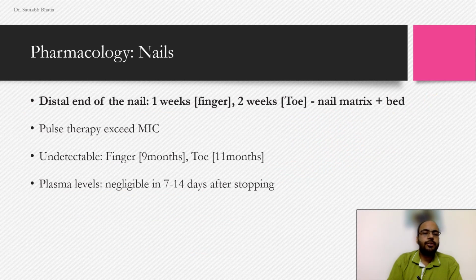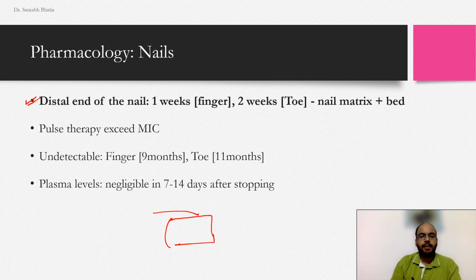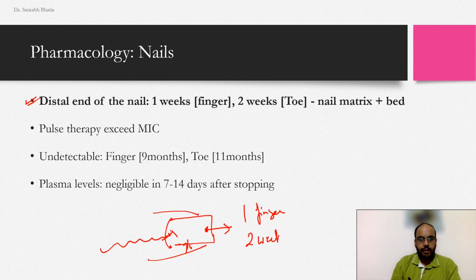When you give itraconazole for onychomycosis, it reaches the distal end of the nail. So let's say this is the nail plate. It goes from the blood vessel into the nail matrix and the nail bed, and here it passively diffuses into the nail plate and reaches the distal point of the nail plate in 1 week if it is the fingernail, and 2 weeks if we are talking about toenails.